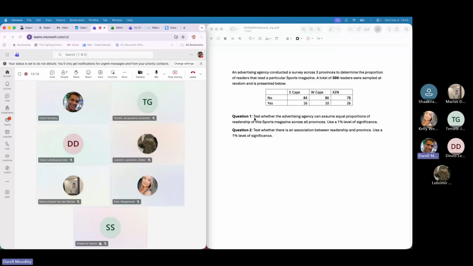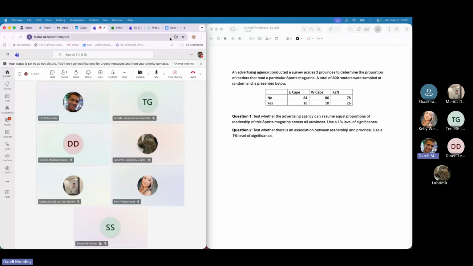The first question asks: test whether the advertising agency can assume equal proportions of readership of the sports magazine across all provinces. Just ignore the 1% level of significance; we'll come to that in a second. I'm just going to draw your attention to question 1 only.